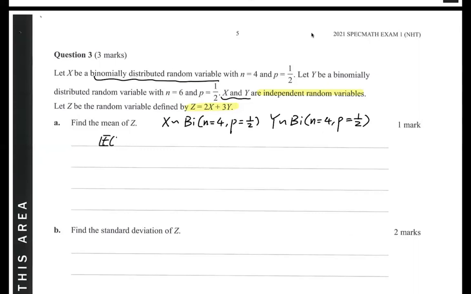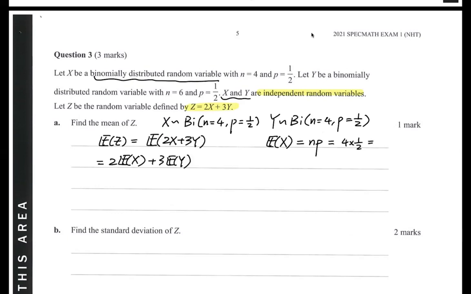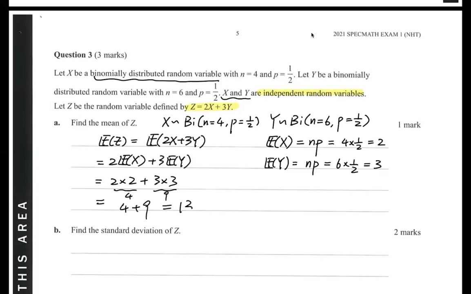Basically, the mean of Z is the expected value of 2X plus 3Y. And expanding the expected value, we will get 2E(X) plus 3E(Y). But we haven't got E(X) and E(Y) yet, so we need to recall some basic knowledge from Maths Methods. If X or Y are binomial distributions, the expected value is just the number of trials multiplied by the probability of success, which means it's just 4 times half equals 2. The expected value of Y is another n times another p, so it's 4 times half equals 2. Wait, for Y it is 6 times half equals 3. So it will give you 2 times 2 plus 3 times 3: 4 plus 9 equals 13. And that is my total mean for the combined variable Z.